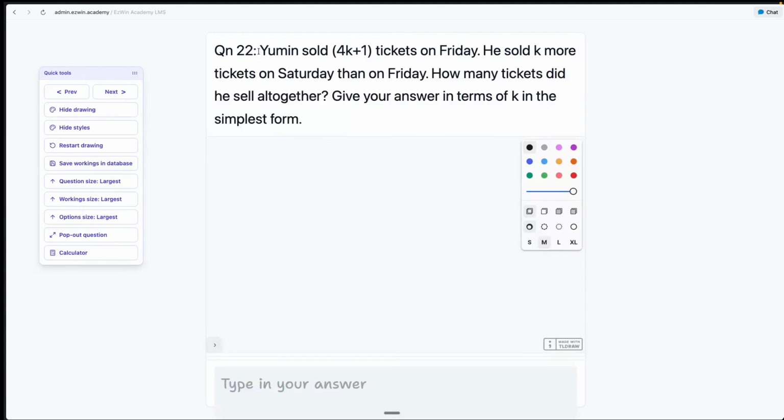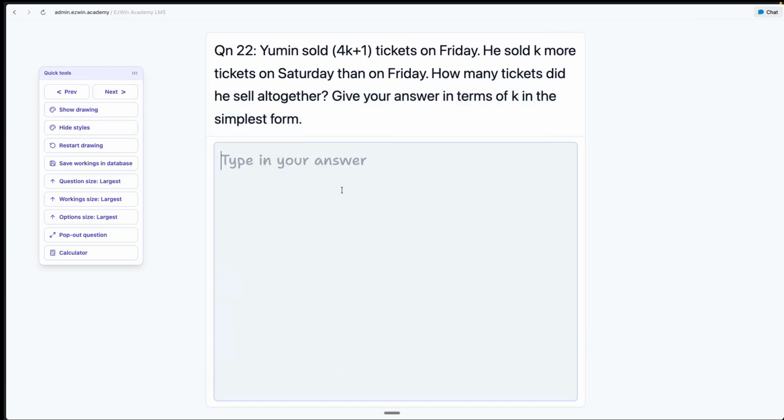Okay. Question 22. Yumin sold 4K plus 1 tickets on Friday. He sold K more tickets on Saturday than on Friday. How many tickets did he sell altogether? Give your answer in terms of K in the simplest form. Okay, so we know Friday is 4K plus 1. And we know Saturday is Friday plus K, which is 4K plus 1 plus K, which is 5K plus 1.